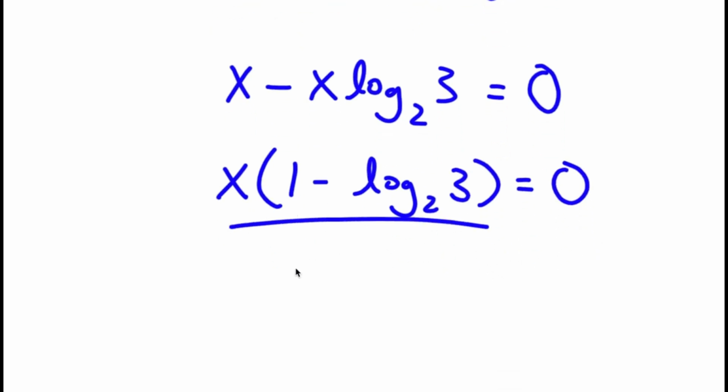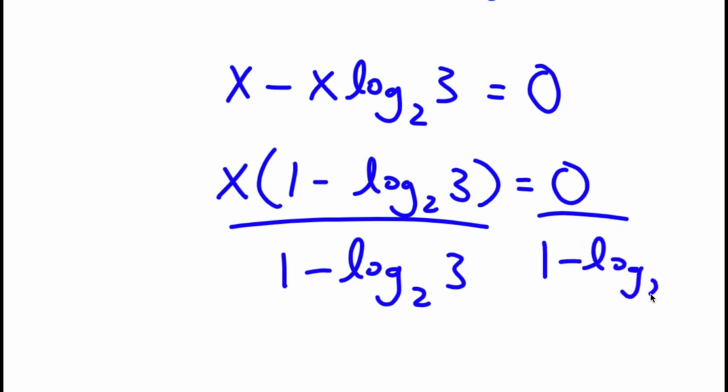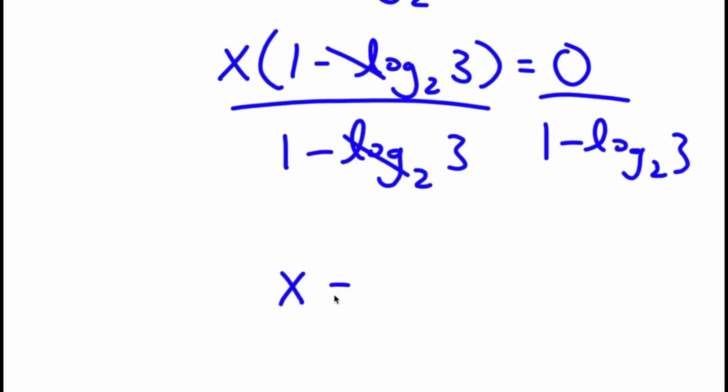Now if I divide both sides by 1 minus log base 2 of 3, these two cancel out, and now I am left with x is equal to, well, 0 divided by 1 minus log base 2 of 3 is simply 0. So I'm left with x is equal to 0.